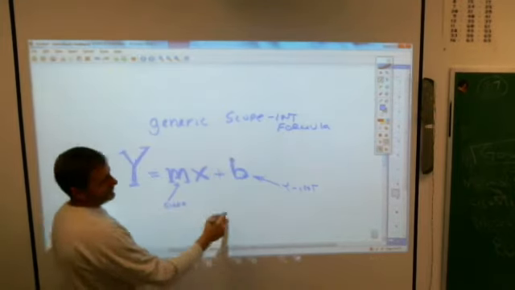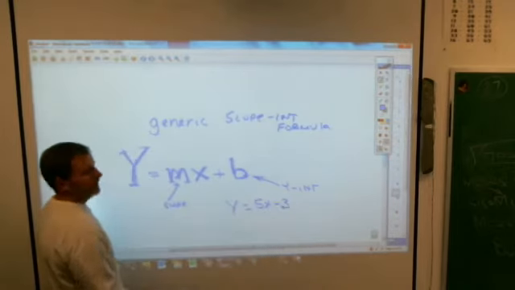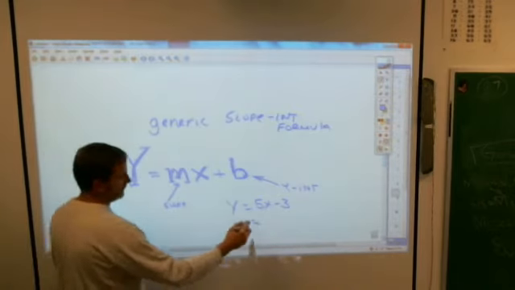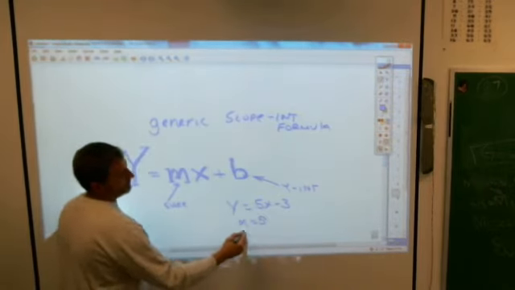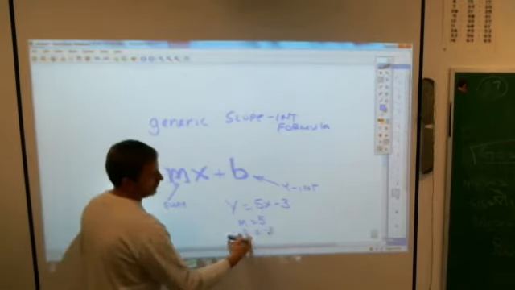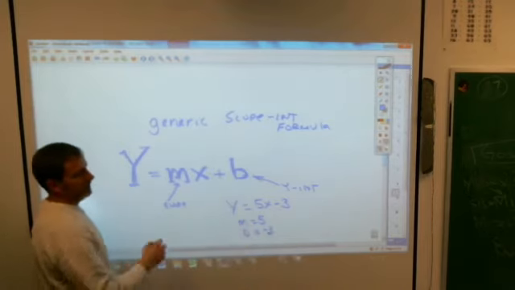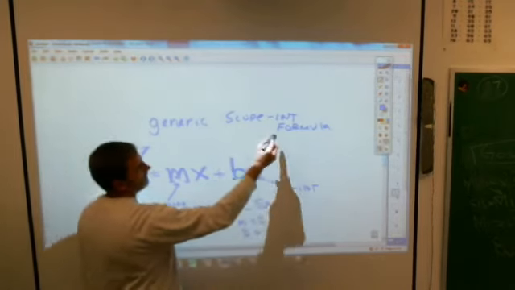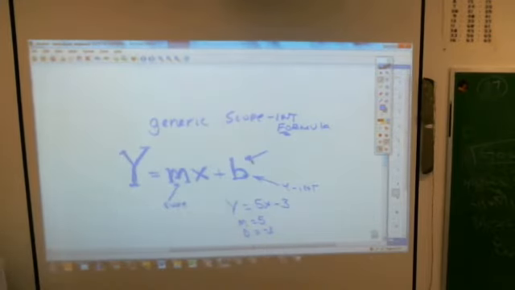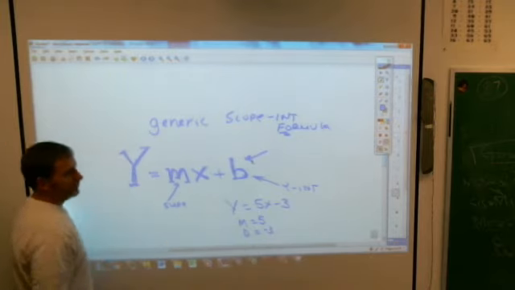So if I gave you this equation, y equals 5x minus 3, you would tell me that m equals 5, the number in front of the x, and b equals negative 3. Slope is 5, y-intercept is negative 3. This is just the formula for that. When you see this in math books, that's all it means. It's the linear equation with that formula.